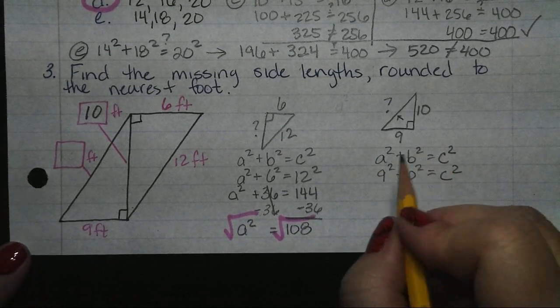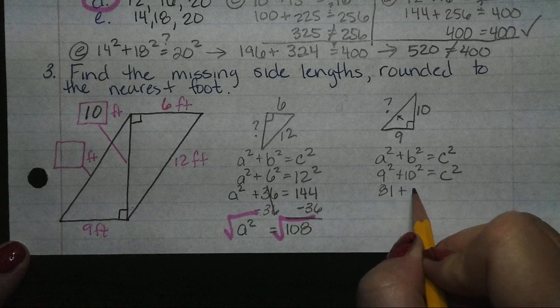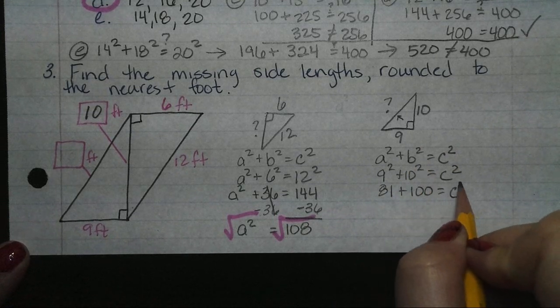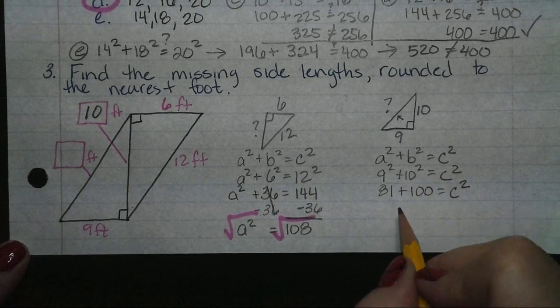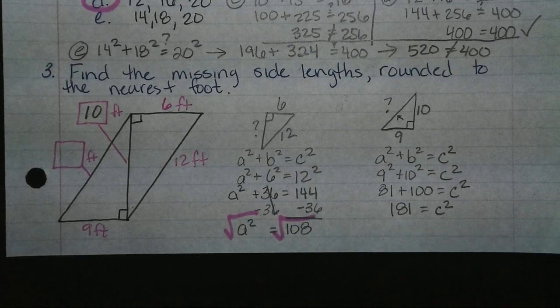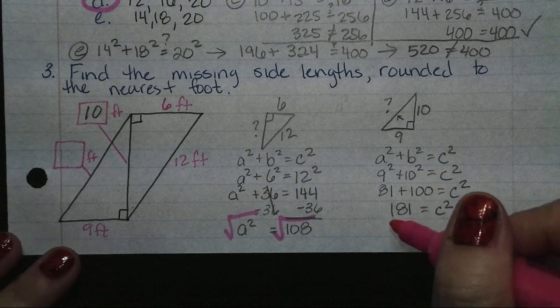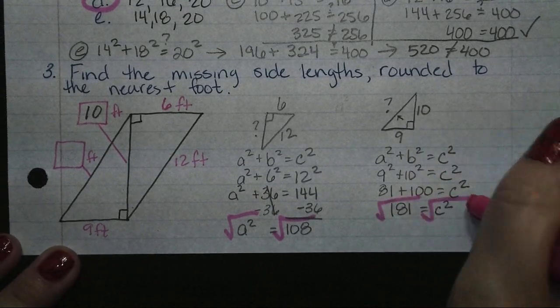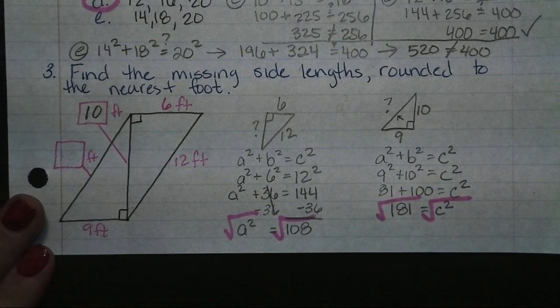And if we work this out, 9 squared is 81. 10 squared is 100. We add those two together, we get 181. And then we have to find the square root. So what is the square root of 181?